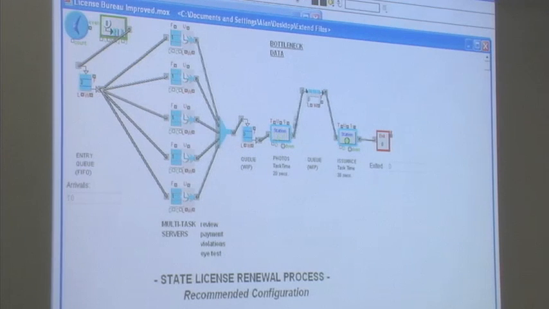Okay, so you can see things are happening a lot quicker. 22 people have arrived. See the ones and zeros over these 5 servers. Any time one's available, the next person in line comes in. You can see the queue in front of photos. There are 1 or 2 people waiting. So you can see that this process is much more efficient.